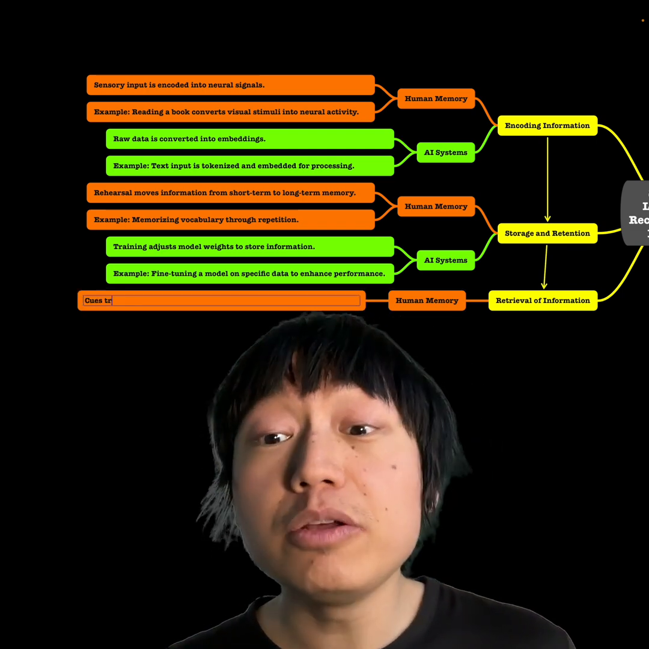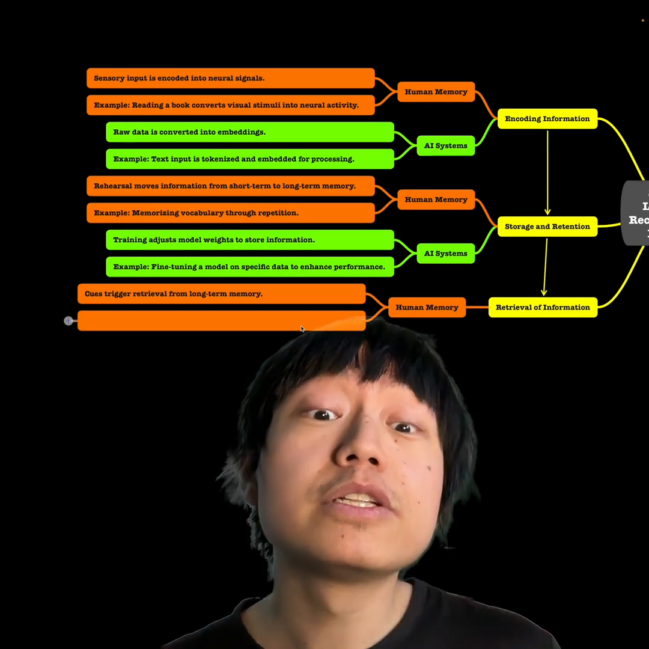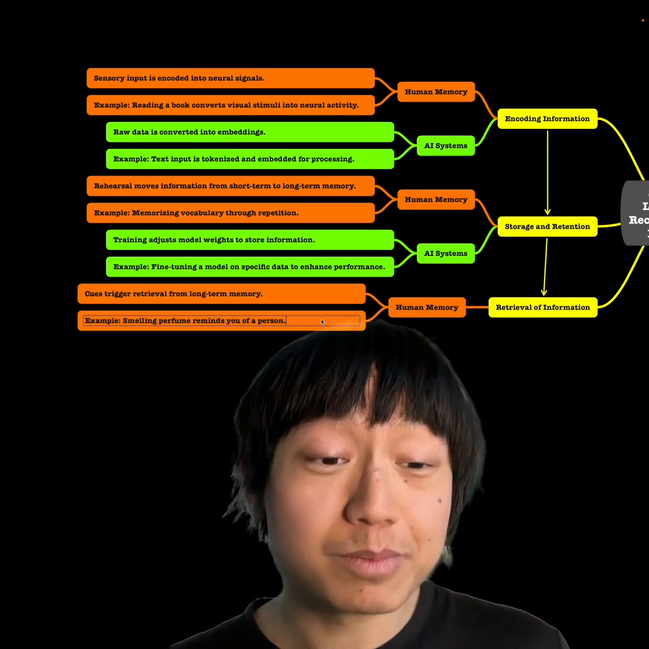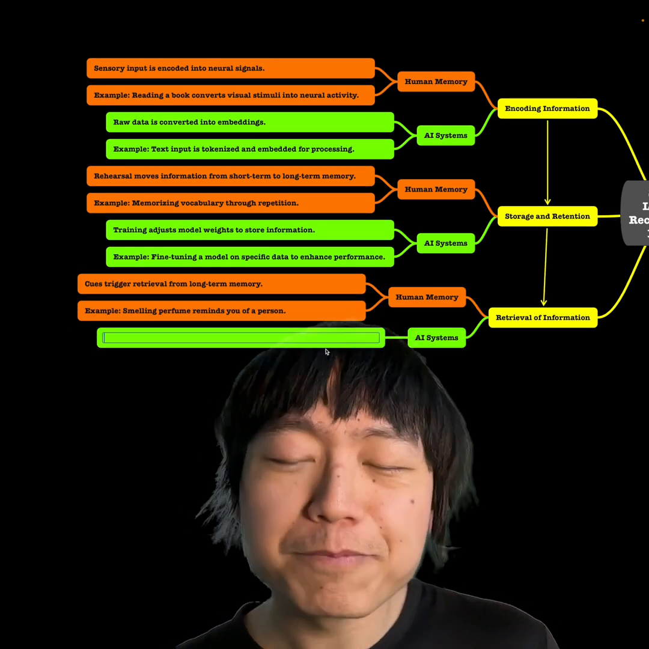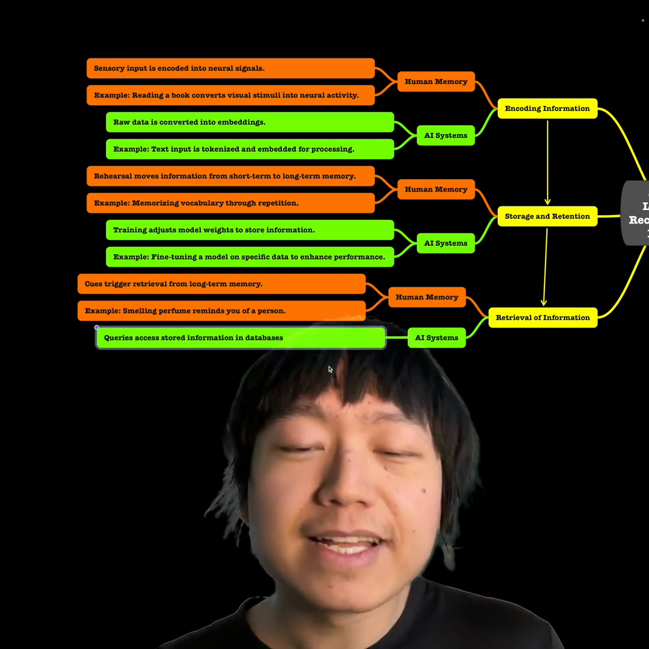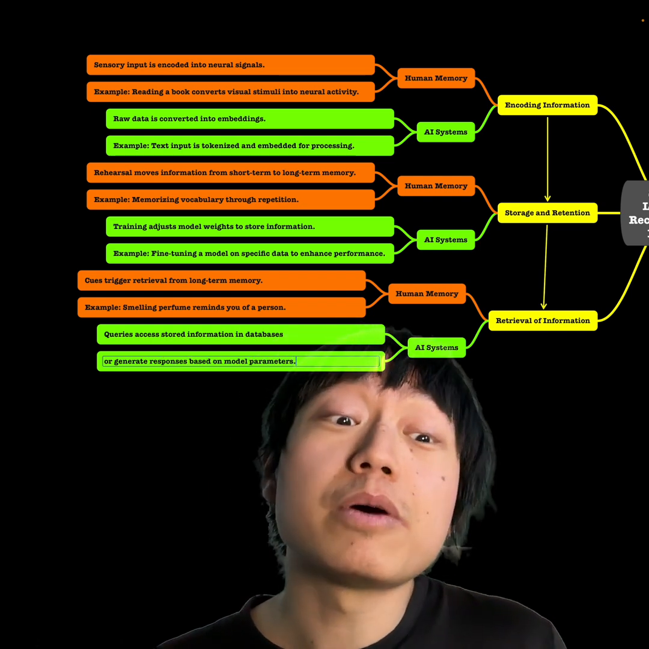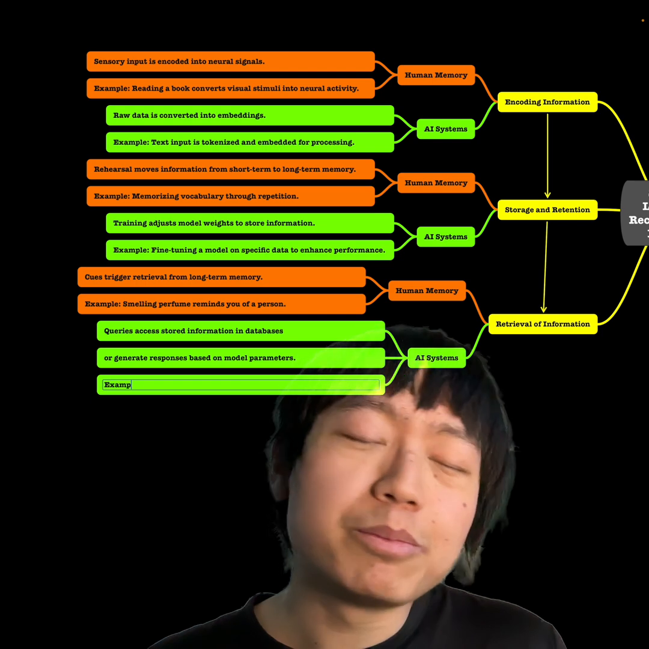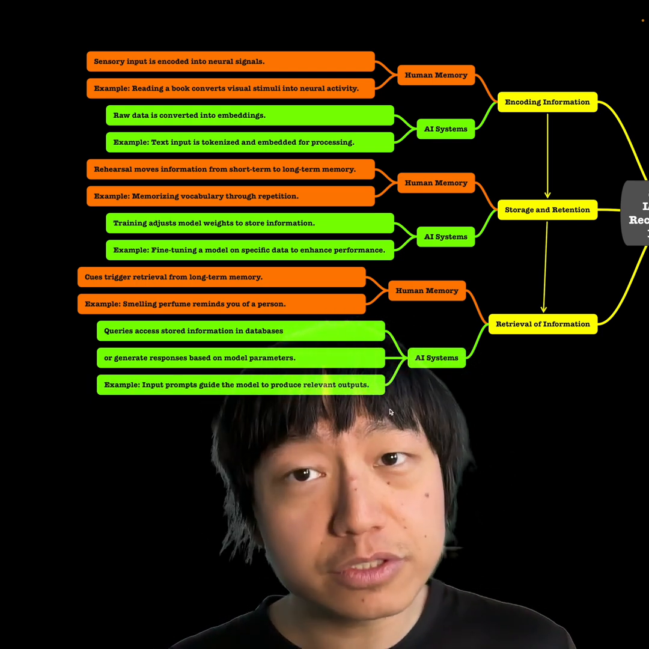And the third is humans' retrieval of information. Cues trigger retrieval from long-term memory. The example is when you smell a perfume that reminds you of some person. But the AI system retrieves information by queries that can access stored information in databases or generate responses based on the model's parameters. The example is when you input prompts that guide the model to produce relevant outputs.